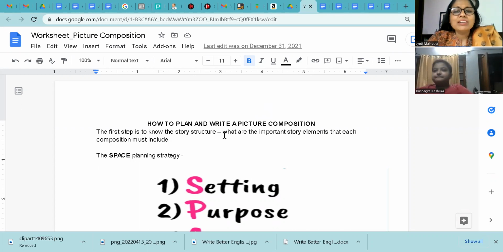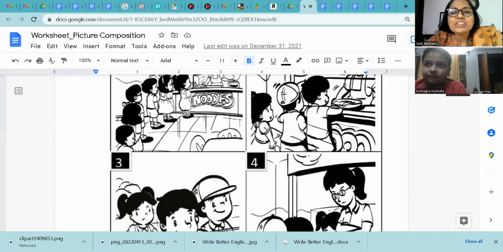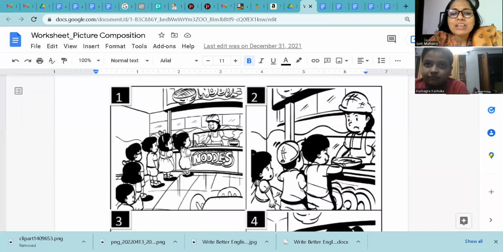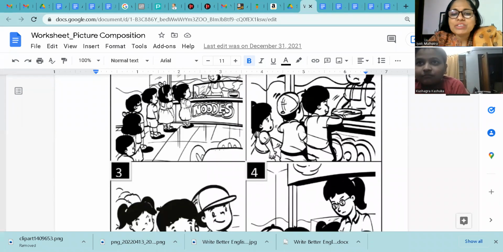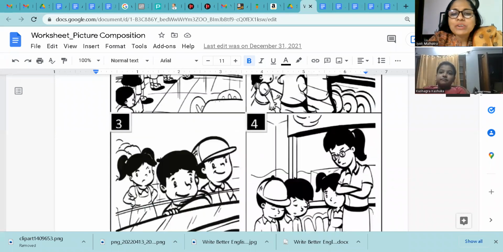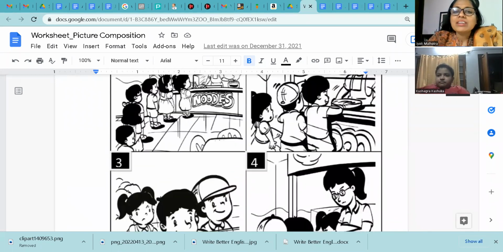Good evening. The topic of my class today is how to write a picture composition. So students, many times you get pictures and you are asked to make a story. Is that true? You might get a picture like this one. You look at this picture. What can you make out of this picture? And then you are asked to write a story.